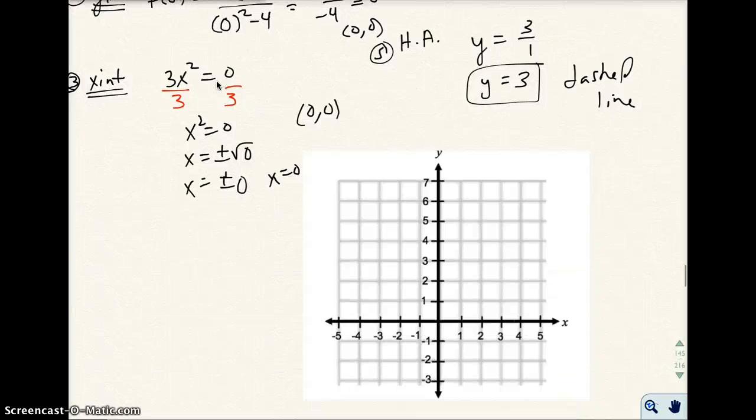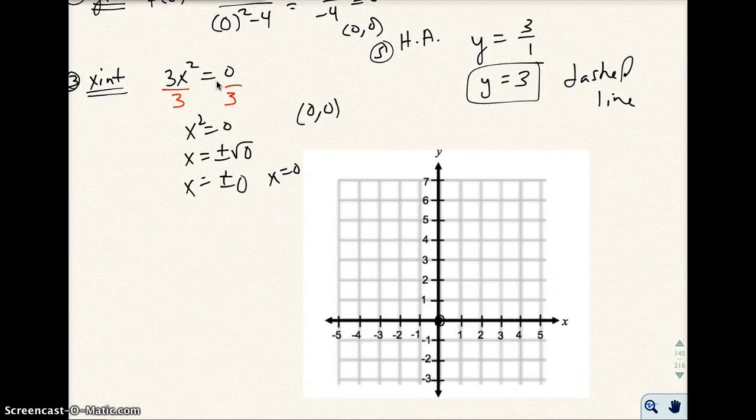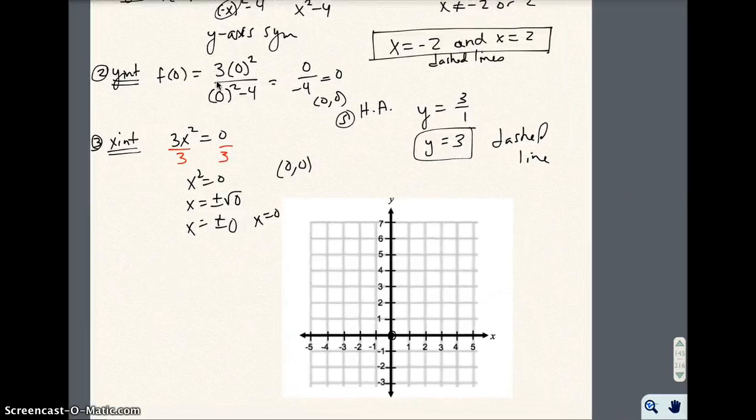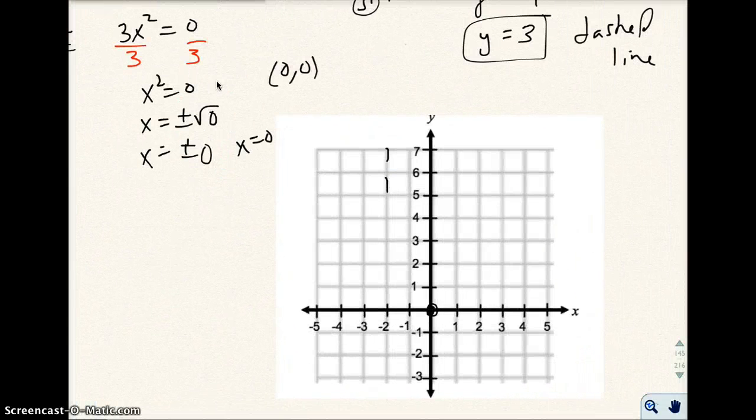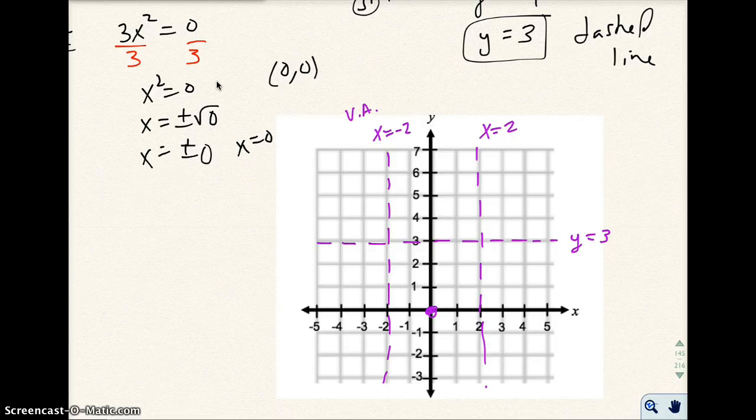So I know that 0, 0 is my intercept for x and y. I'll use a different color so we can see a little better. So again, I have 0, 0, and x equals negative 2 and x equals 2 are my vertical asymptotes, and y equals 3 is my horizontal asymptote. Okay, that's all I have so far.